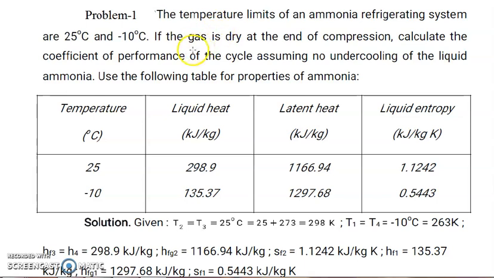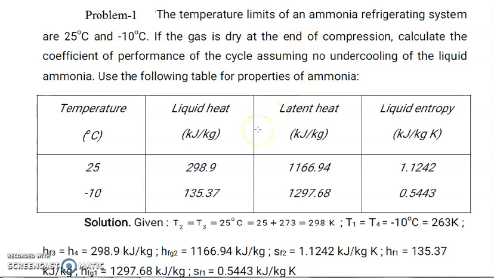So here you observe the gas is dry at the end of the compression. Gas is dry at the end of the compression means at the end of the compression, that is state 2, state 2 lies on the dry saturated line. So this problem belongs to type 1 vapor compression cycle. After compression, it lies on the dry saturated point.